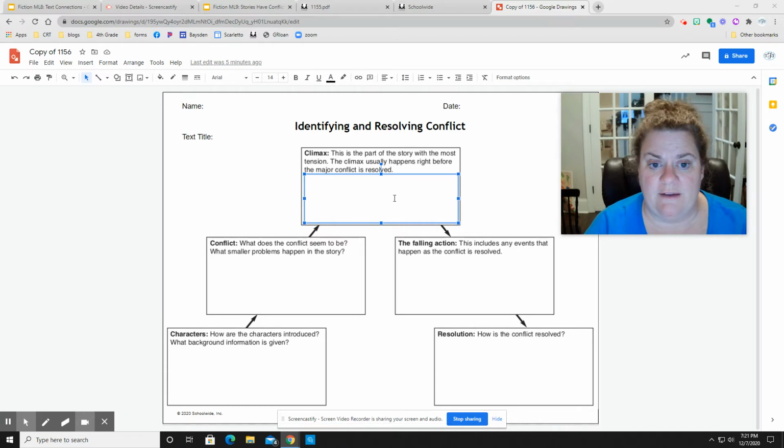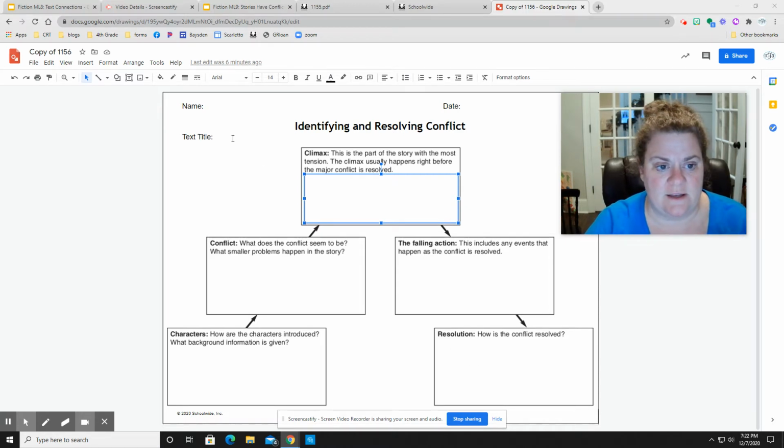At the climax, we have the most tension. This is the part right before we solve the problem. All right, so then as we have the falling action, and this is where we talk about the events that happen as the conflict is resolved, and then our resolution. This is how this answers the question: how is the conflict resolved? So we start with our characters, we build our conflict, we hit our climax, then we come down to the falling action, and we finalize with the resolution.